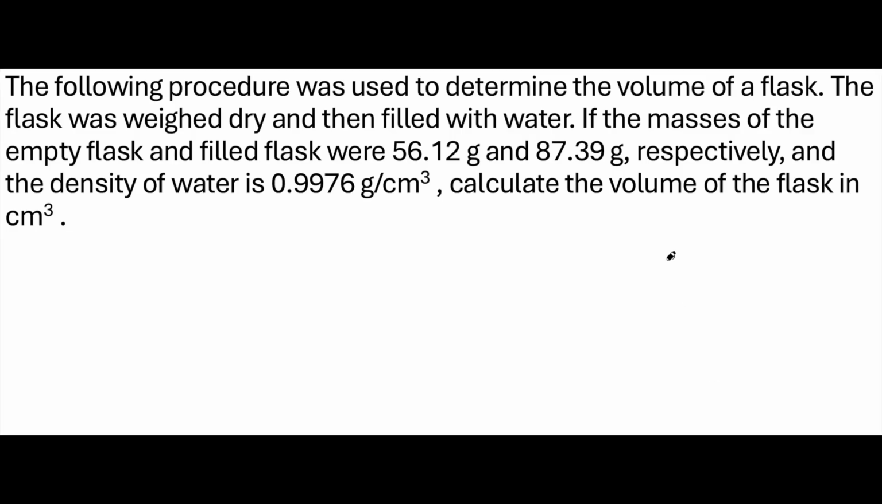The following procedure was used to determine the volume of a flask. The flask was weighed dry and then filled with water. If the masses of the empty flask and filled flask were 56.12 grams and 87.39 grams respectively, and the density of water is 0.9976 grams per cubic centimeter, calculate the volume of the flask in cubic centimeters.